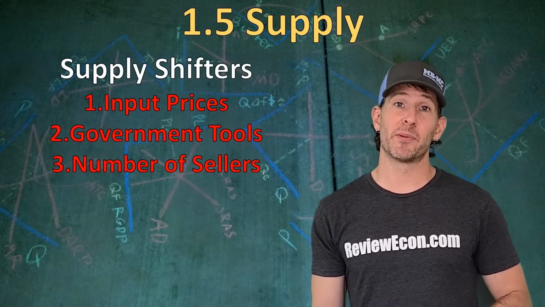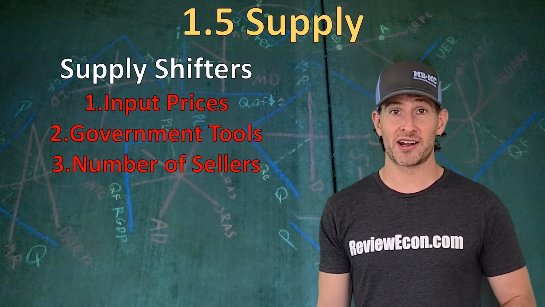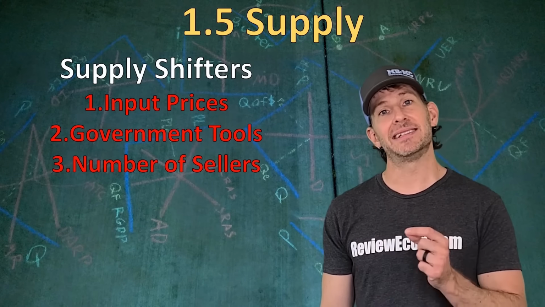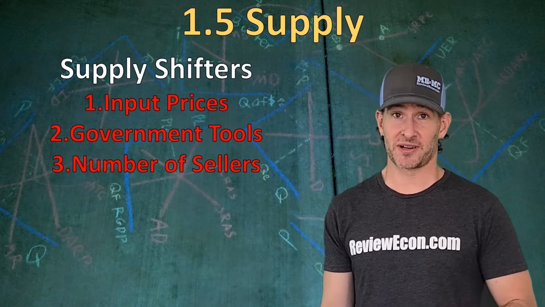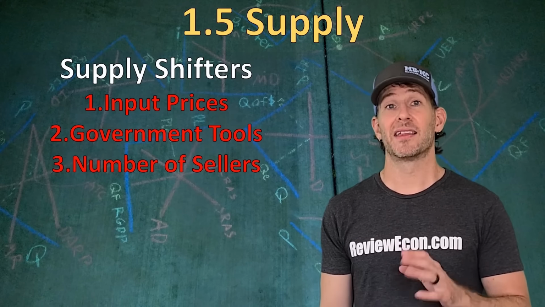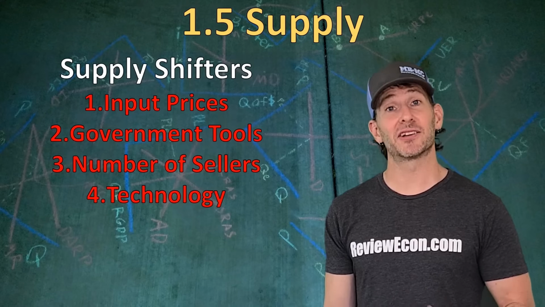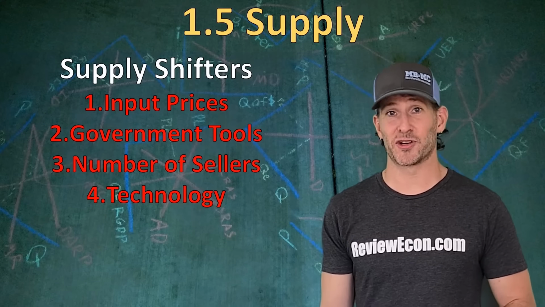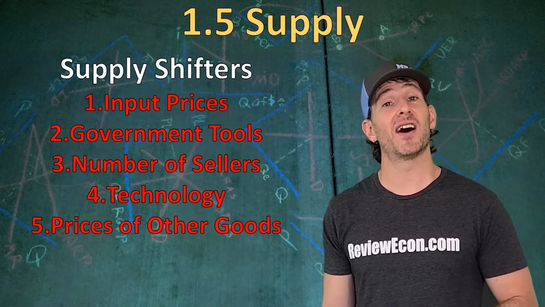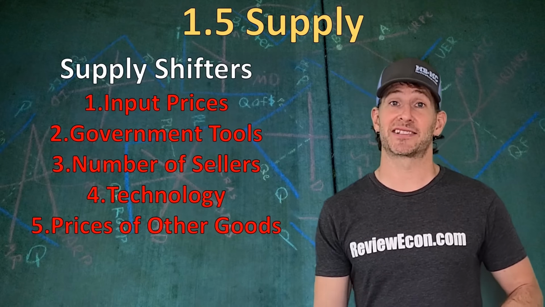An increase in the number of businesses that are producing a product will increase the supply. A decrease in the number of businesses producing a product will decrease the supply. The next one we've got is technology. Increases in technology also increase supply. Prices of other goods can sometimes impact supply as well.